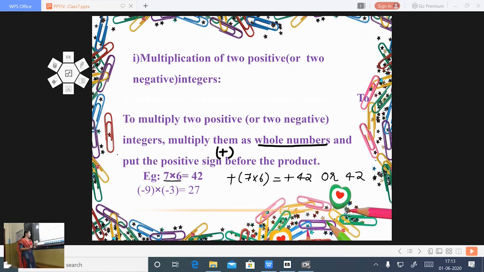Okay. One more example, minus 9 into minus 3, both are negative. What is the rule? Multiply them as whole numbers, that is 9 into 3, and put the positive sign before the product. So put here a positive sign. So the answer is positive, 9 3s are 27, or you can write it as 27. Is it clear?